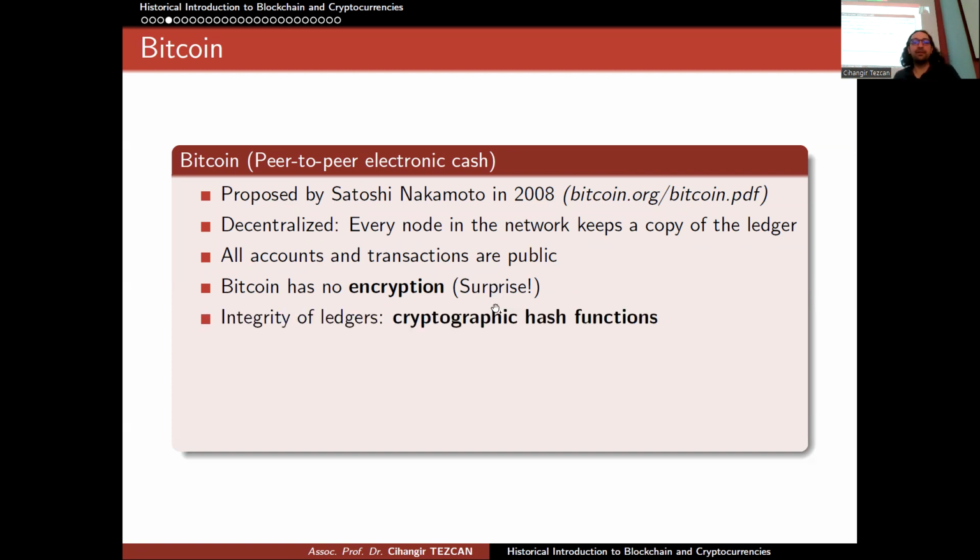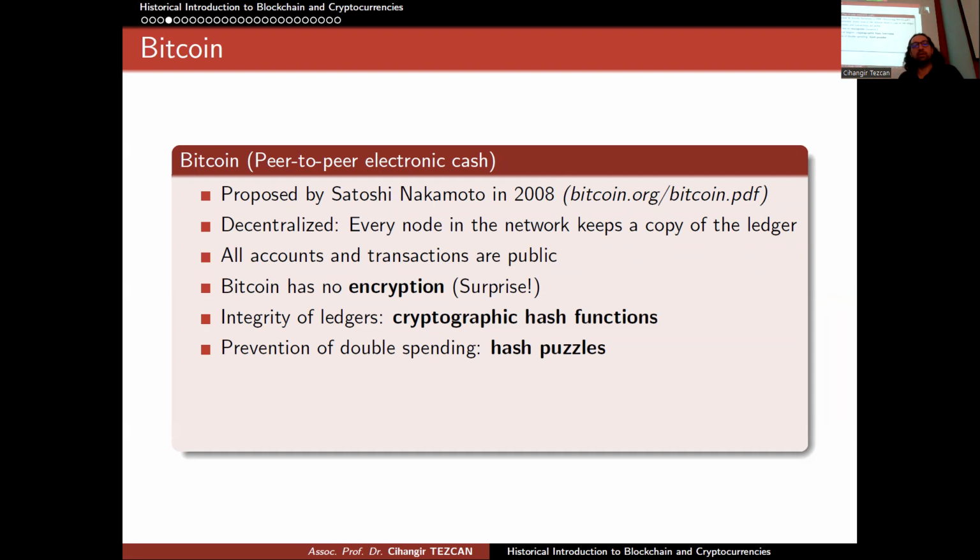So we use other properties. For instance, if you decentralize the system and keep all of the account information on different computers throughout the network, then we have to be sure that all of them are the same, right? We have to be sure about the integrity of the system. The integrity of these ledgers is provided by cryptographic hash functions. So crypto comes into play as a hash function here.